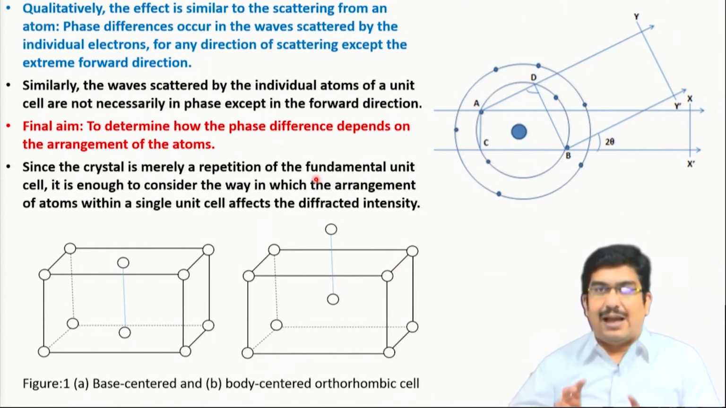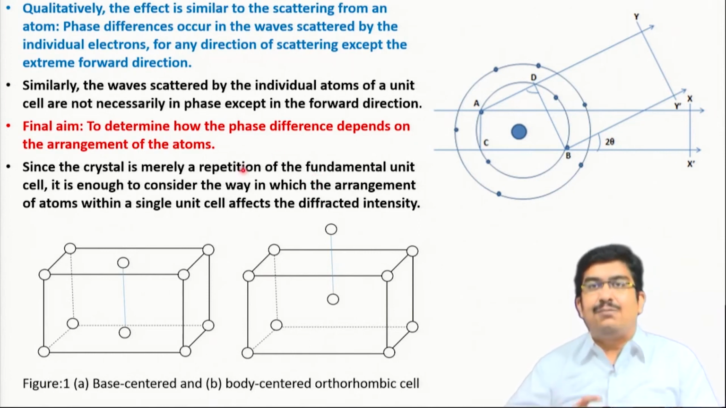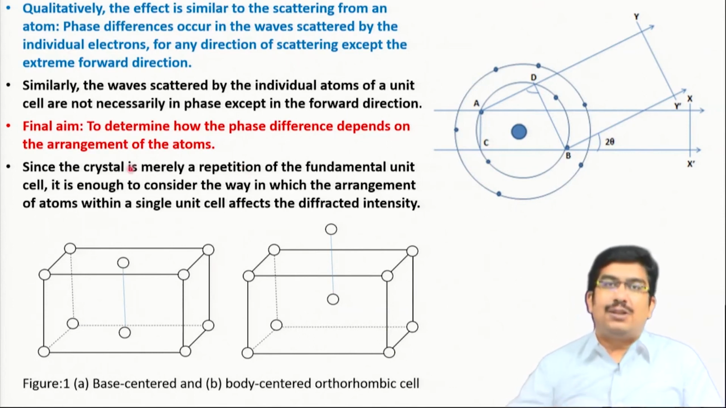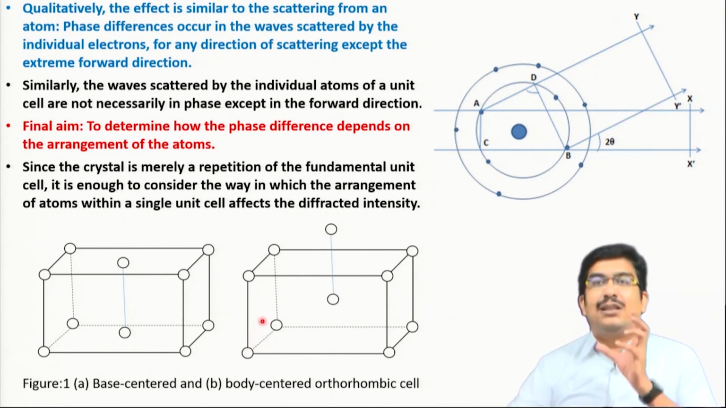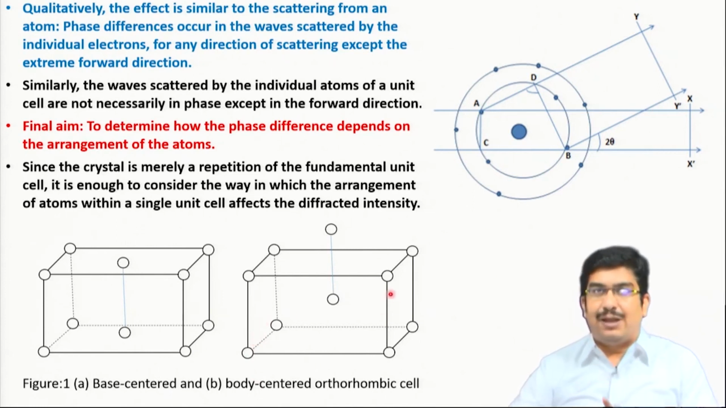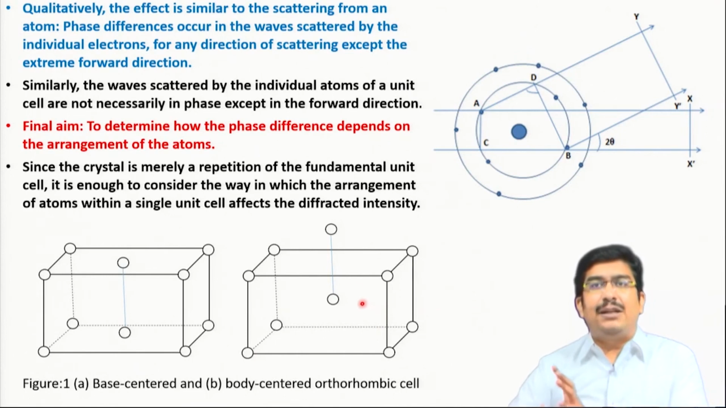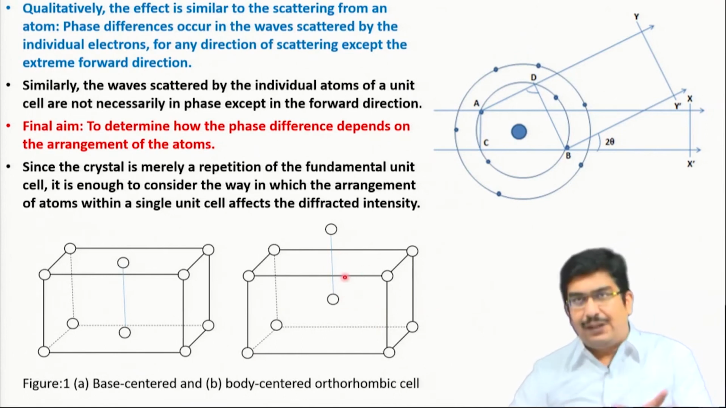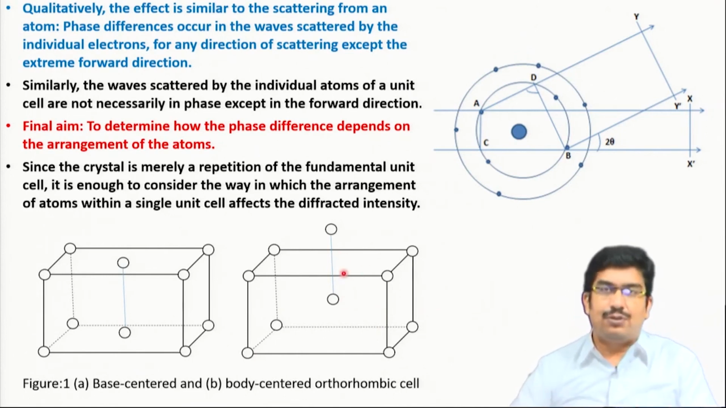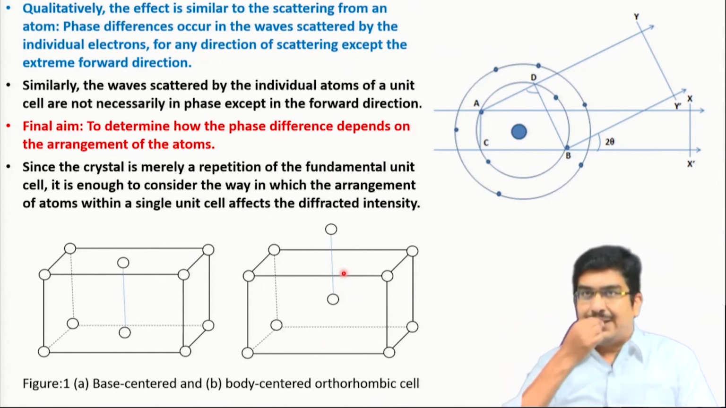Basically, as you understand, each of these waves, you can consider them to have an amplitude and a phase. The amplitude of these waves coming out, if they consist of the same type of atoms, will be the same for all of them, but they will differ in phase. If they are different types of atoms, that is a different situation. We will come to that when we calculate the diffracted intensity.